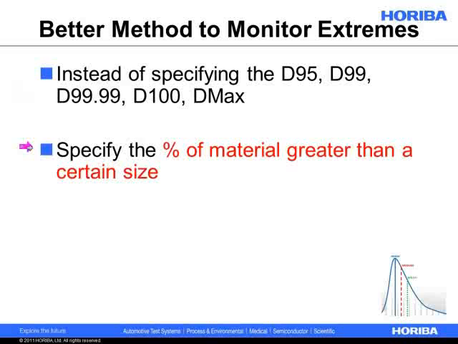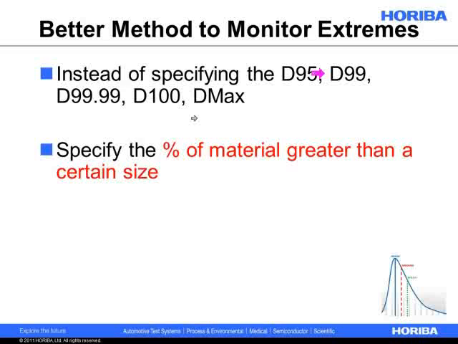And typically what we recommend to people, instead of looking at D95, D99, etc., is to try and specify the percentage of material greater than a certain size. Another way to think about this is, what information is the D99 going to be telling you? It's going to be giving you a size, right? Let's say that size is 4 microns. Now, is it really important that the D99 is 4 microns? Or is it really important to know that there are no particles or very few particles above a certain size?